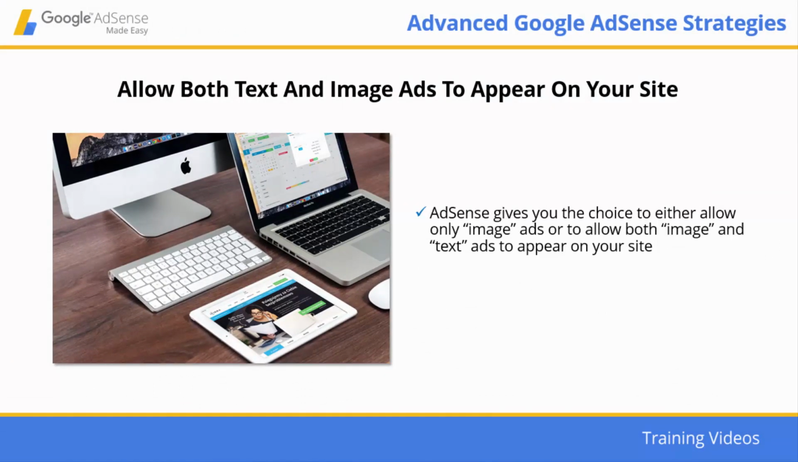AdSense gives you the choice to either allow only image ads or to allow both image and text ads to appear on your site. While it is true that image ads are more attractive in general, you will have a larger pool of advertisers bidding for your ad slots if you allow both types of ads on your property.